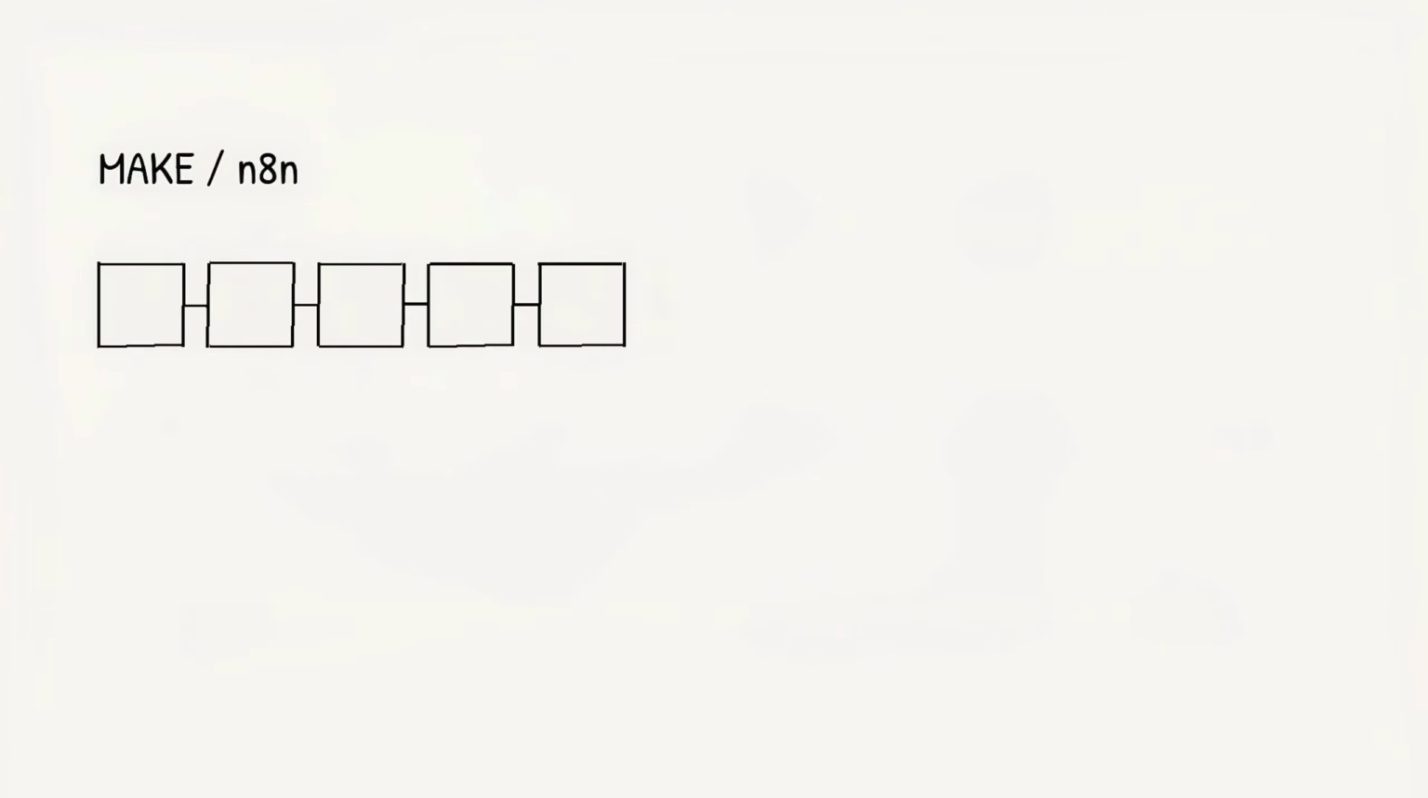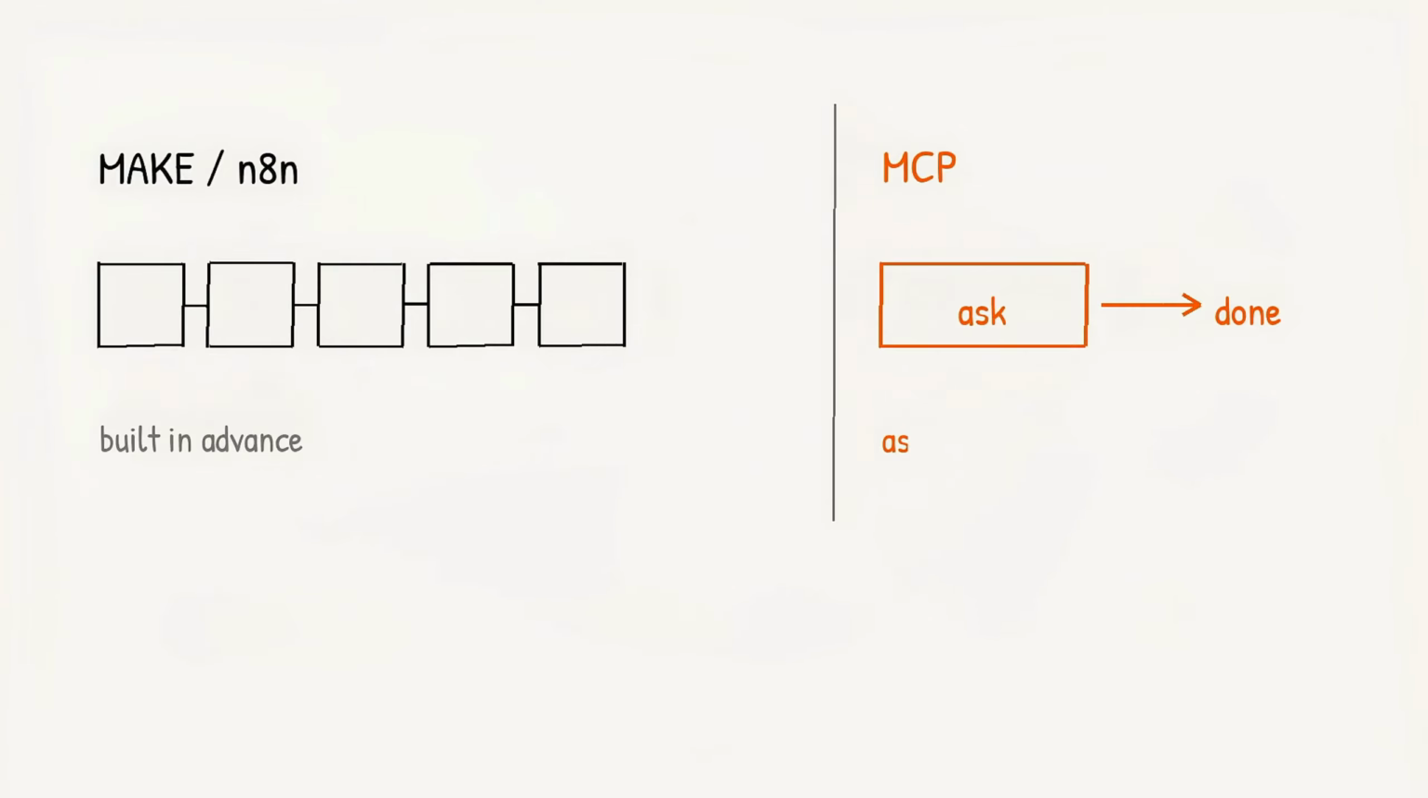The box only becomes the bottleneck when you're running more than 1 channel, and I'm running 3. And let me draw the line clearly because people mix these up constantly. An automation tool like Make or N8N is a conveyor belt. You build the belt in advance. You decide every step in order ahead of time, and then it runs whether or not it still makes sense. When something changes, you go back and rebuild the belt.